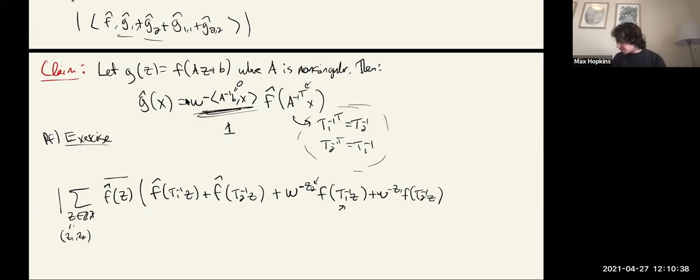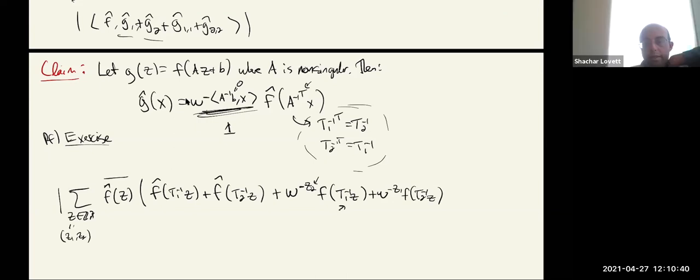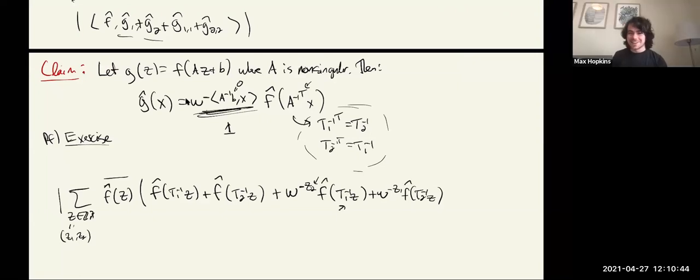Every time it should be F hat. Thank you. Apparently I don't like drawing hats. Yes, these should all be F hats. We're in Fourier land now. Soon I'll just define something to be F hat so I can stop writing hats. But at the moment, we're still writing hats.